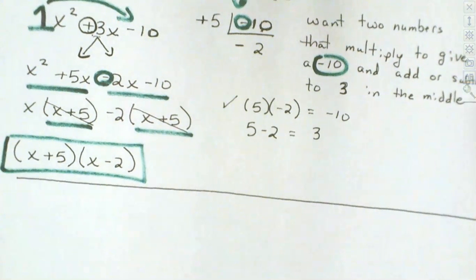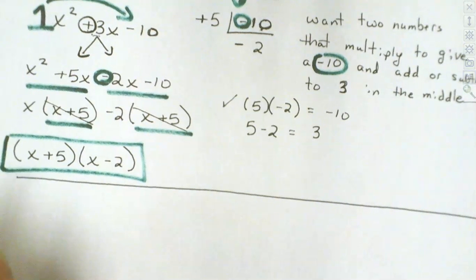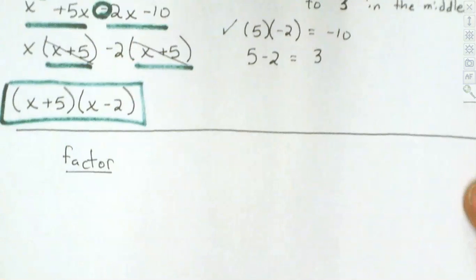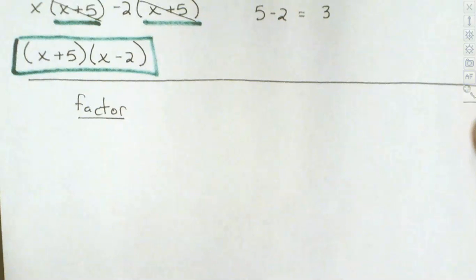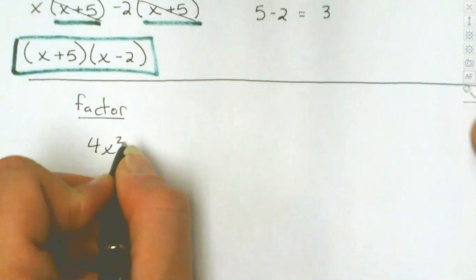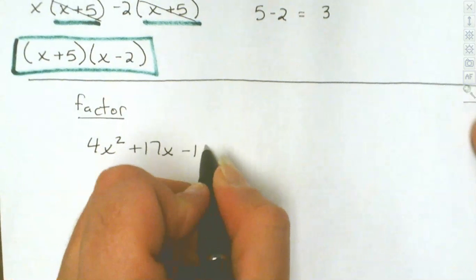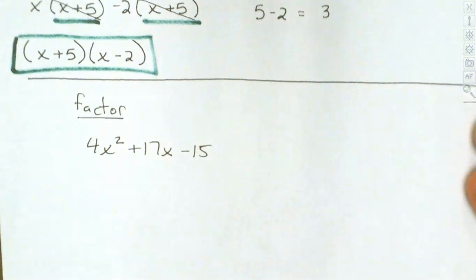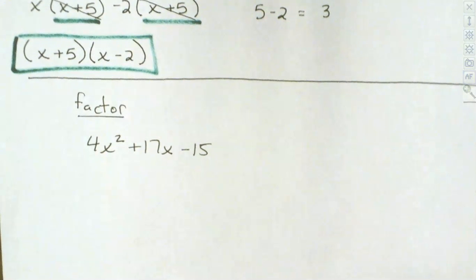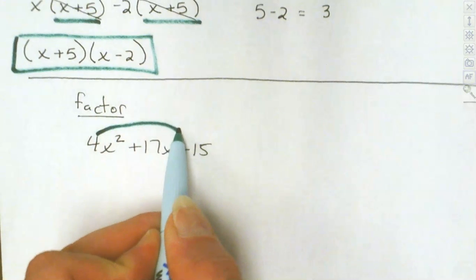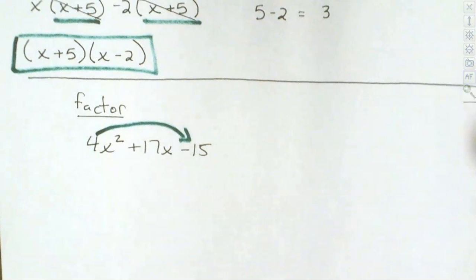Okay, the other one is we're going to try and factor this. We're going to try and factor 4x squared plus 17x minus 15. We're going to do the same process as what we did a moment ago. We take our first number and multiply it by the last number.